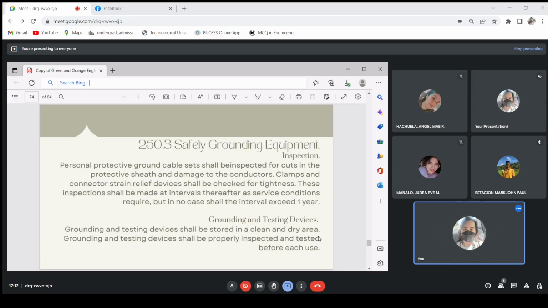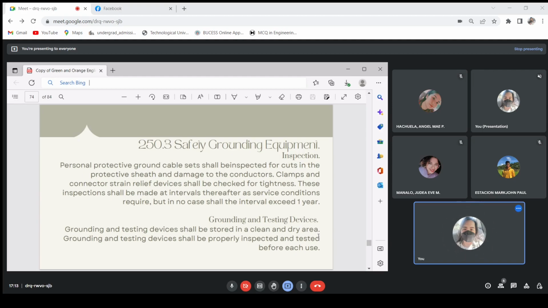Then last, safety grounding system. So sinasabi naman dito is prior to being returned to service, temporary protective grounding equipment that has been repaired or modified shall be tested. Temporary protective grounding equipment shall be tested as service condition required. So, safety grounding equipment, halos lahat naman dyan is standard naman and dapat brand new.